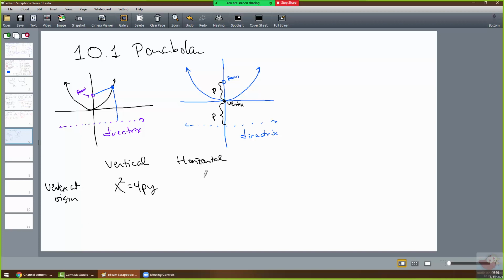If you have a horizontal parabola, meaning it opens left or right, and the vertex is at the origin, the formula is y squared equals 4px. Now these are all labeled for you. It's going to basically look like this on the chart, but if you're not looking at the chart, you know it's vertical if the square is on the x, and you know it's horizontal if the square is on the y. That is the watered down version.